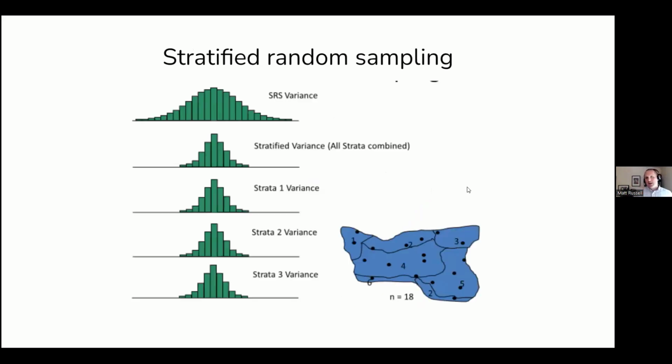But what stratified random sampling does is it takes into account that these are different strata. And so we know that we have different variability within those strata. If you look at our simple random sample variance, what we get with stratification is a much narrower distribution. We get that obviously for each stratum. Imagine these are different stands. We get that for each stand.